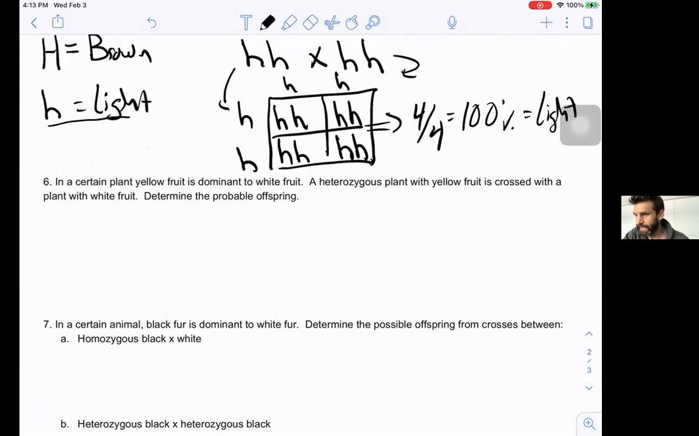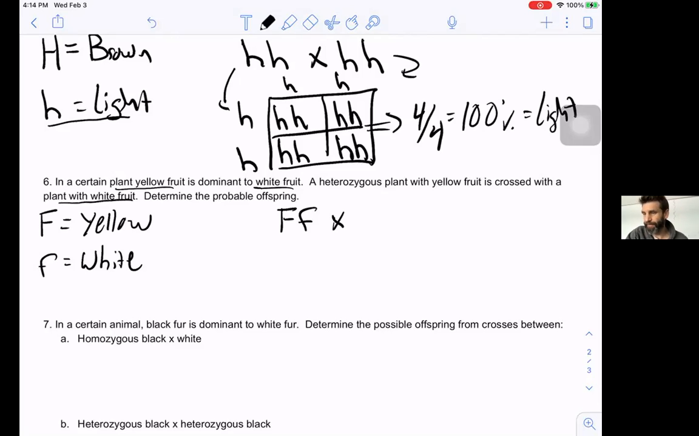So in a certain plant, yellow fruit is dominant to white fruit. So I'm going to put F is yellow because that's the dominant, and white fruit is the recessive trait, white. A heterozygous plant with yellow fruit is crossed with a plant with white fruit. So the only way we can get white fruit is homozygous recessive. So I'll just put 2 in there.